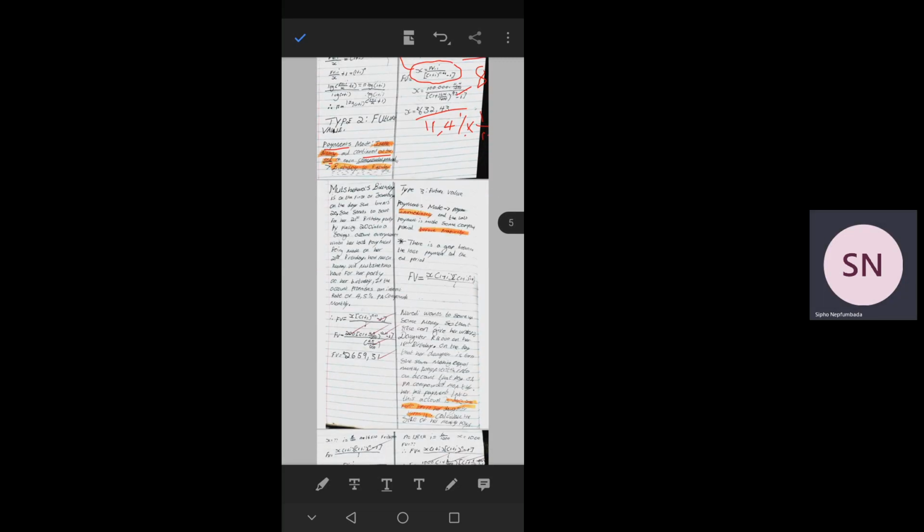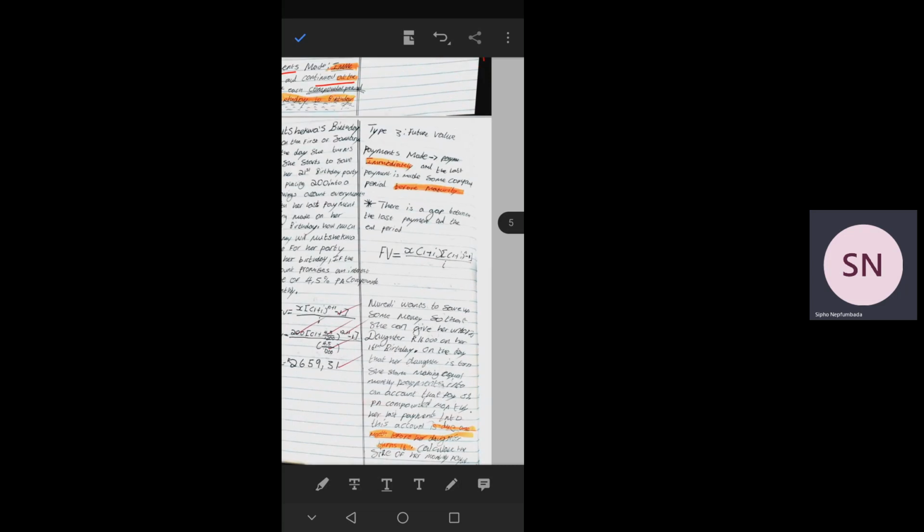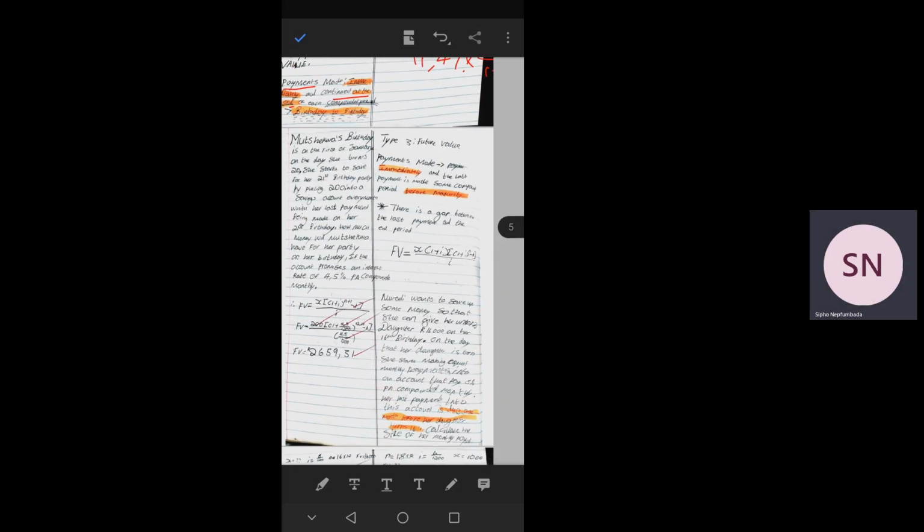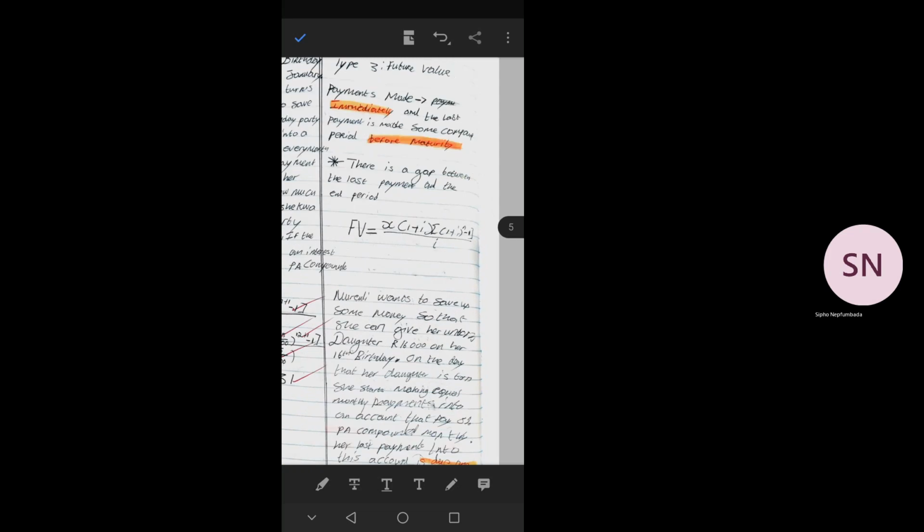Let's go to type 3 with this question. You will ask me on the group, right? So let's go to type 3.